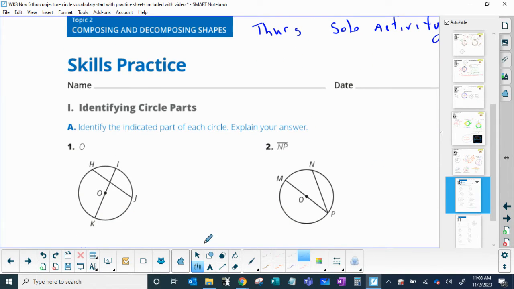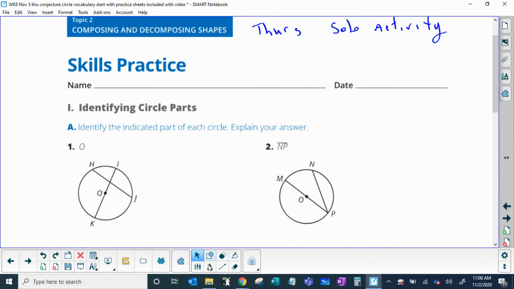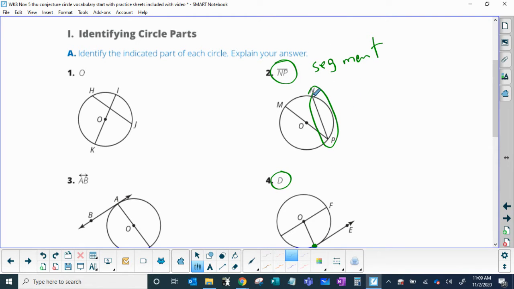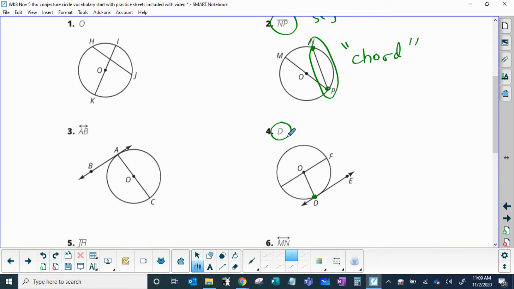Okay, very first item we want to do is NP. Now, because it's a line, that's a segment. Okay, so segment NP. Bingo. Done. Next, point D. Segment. What's a segment called? What's our new vocabulary word? Chord. Okay, point D. That's called the point of tangency.